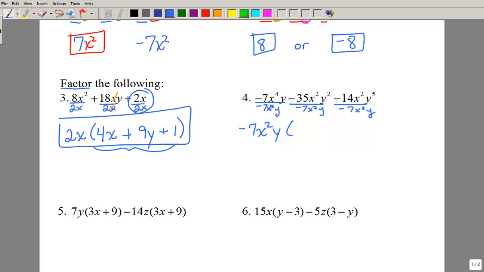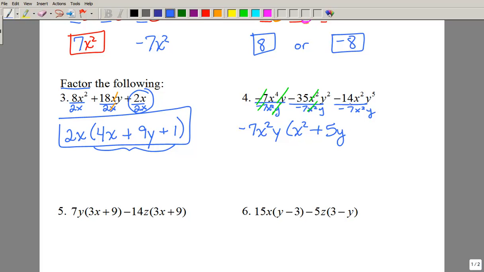All right, so here the negative 7s would divide out, but x to the fourth divided by x squared would leave you an x squared. And then the y's would also divide out. Let's look at the next term. We have a negative divided by a negative, and so that's going to be positive. 35 divided by 7 is 5. The x's would divide out, as in x squared divided by x squared is 1. And then when the y's divide, y squared divided by y would give you y.